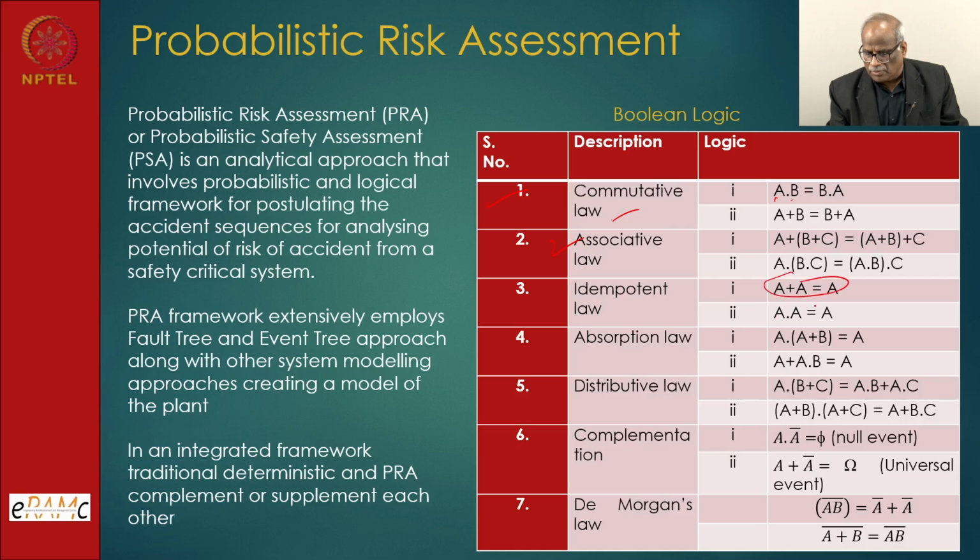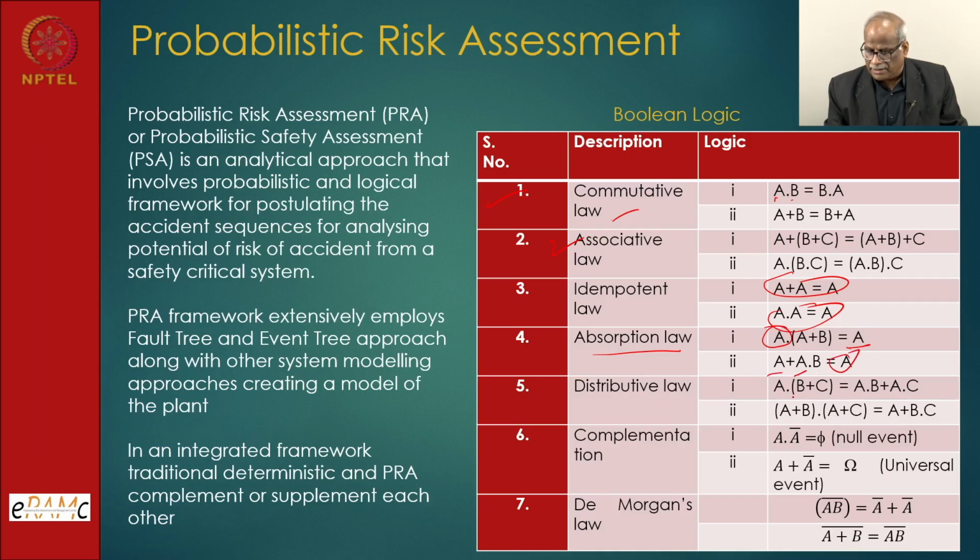Idempotent law: A into A is equal to A. This is the most used thing in cut set reduction. Two failures reflecting in two branches of the fault tree have to form a single basic event. Absorption law: A into A plus B is equal to A, because A is dominantly appearing here. This is the dominating governing term, so dominance has to be seen.